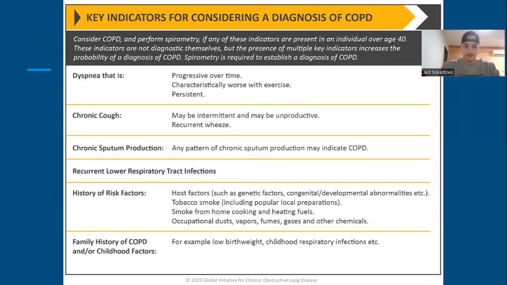It says that dyspnea is progressive over time, characteristically worse with exercise, and persistent. If they have a chronic cough, it may be intermittent and may be unproductive, or they have recurrent wheezes. Any pattern of chronic sputum production may indicate COPD. Recurrent lower respiratory tract infections, which we talked about in the last slide. A history of risk factors. We went over all the risk factors, tobacco smoke being number one, and poorly ventilated homes or home cooking or heating, of course. Family history of COPD, for example, and low birth weight and childhood respiratory infections. We just went over that.